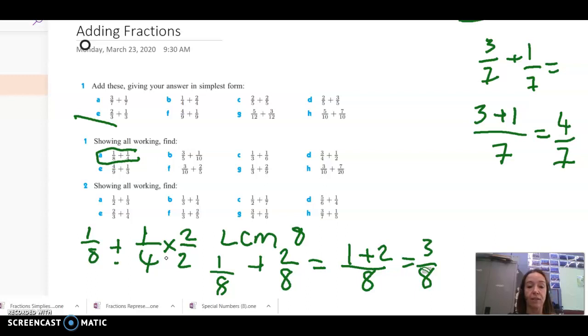See if you can give that a go. If you want a challenge, try number 2 as well. Awesome.